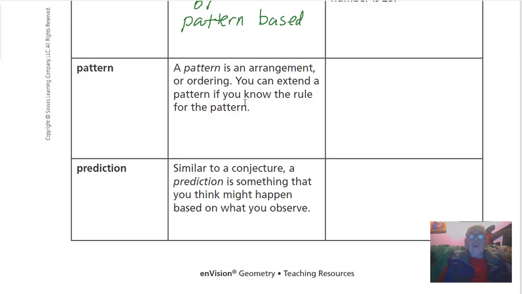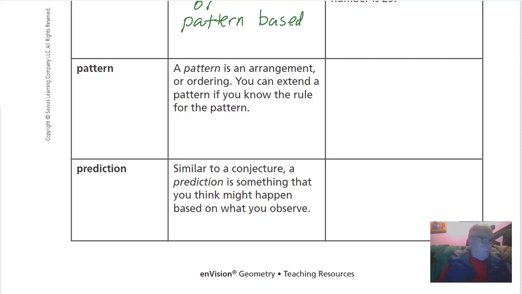A pattern is an arrangement or ordering. You can extend a pattern if you know the rule for the pattern. So an example I came up with is the Fibonacci sequence, which you might have heard of before. You start with 1, your next one is 1, and then you start adding to the previous. So 1 plus 1 gives you a 2, 2 plus 1 gives you a 3, 3 plus 2 gives you a 5, 5 plus 3 gives you an 8, 8 plus 5 gives you a 13, and 13 plus 8 gives you a 21, and then we get 34, and it keeps on going.